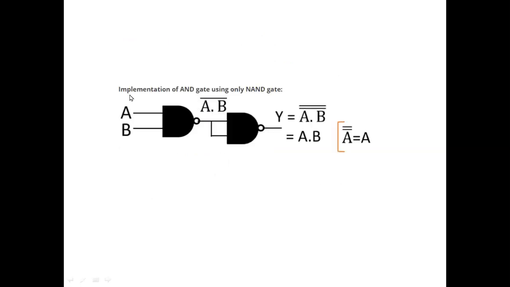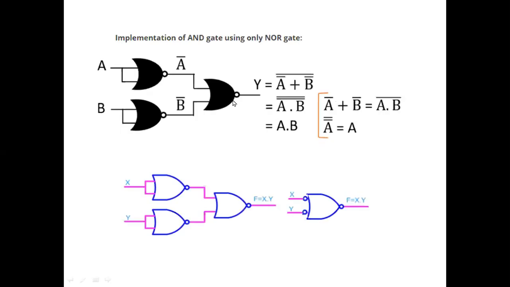Next one, implementation of AND gate using NAND gate. We know that AND and NAND differ by an inversion operation. So this is a NAND operation. To this NAND operation, if you perform an inversion operation, double inversion comes here. A double complement is equal to A. So (A dot B) double complement becomes AB. So this is how we implement AND logic using NAND.